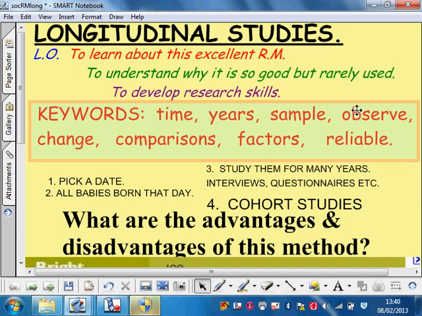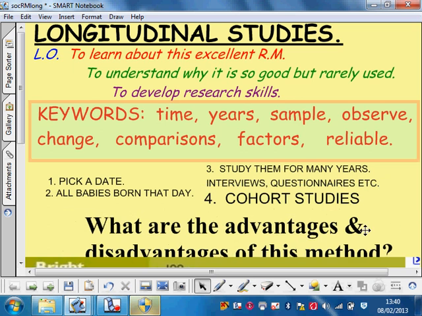Remember what a sample is, you should know by now. Observe, change, comparisons, factors, reliable. I hope you know what all those keywords mean. So, what is a longitudinal study? Sometimes called, by the way, a cohort study.